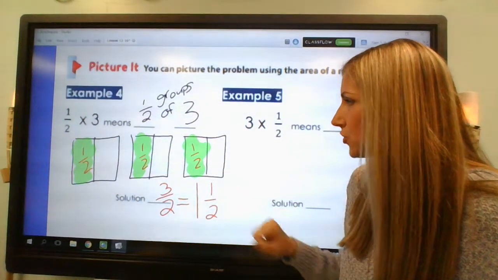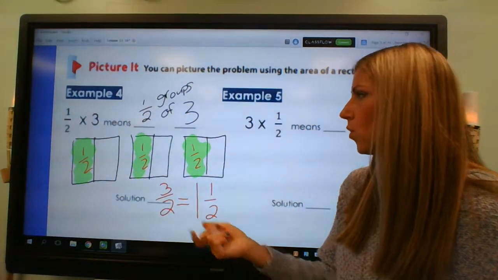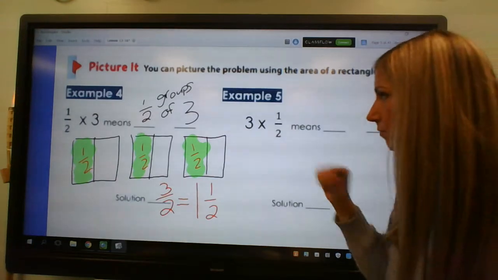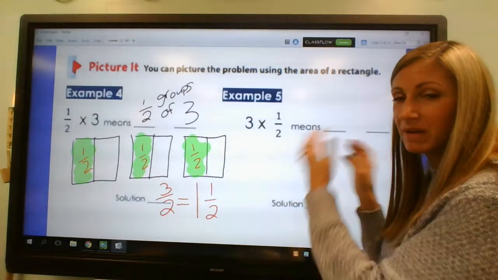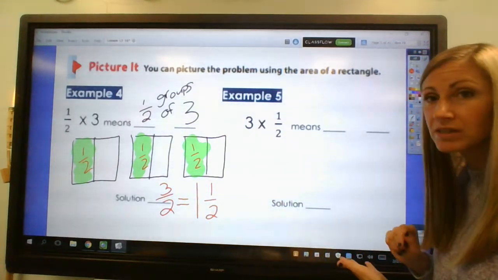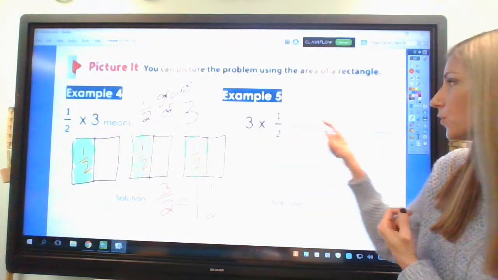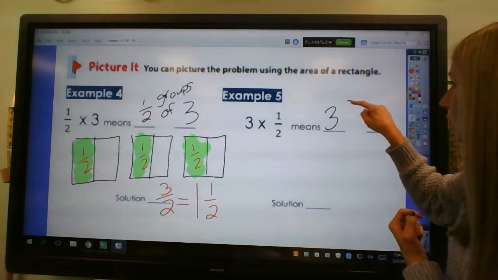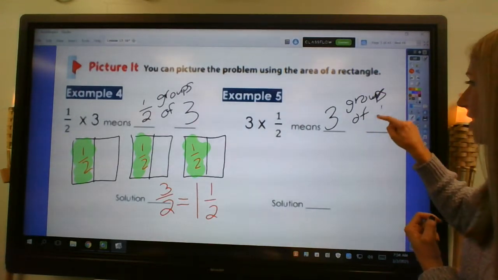And you can kind of see that if you were to rearrange it and go, okay, I have a whole and then 1 left over there to make that 1. Again, if I rearrange, which one comes first? My answer should be the same. My product should be the same. So this time I'm going to do 3 means 3 groups of a half.